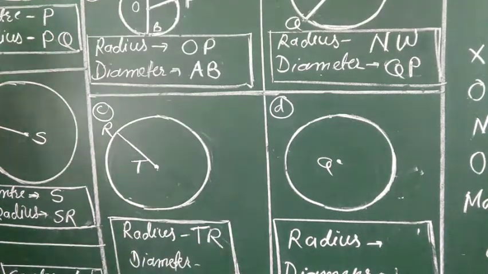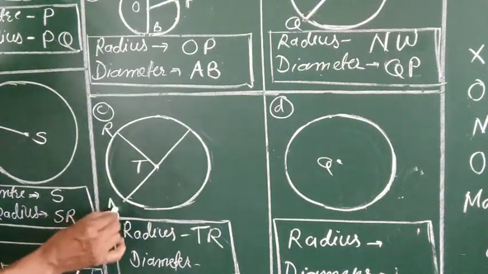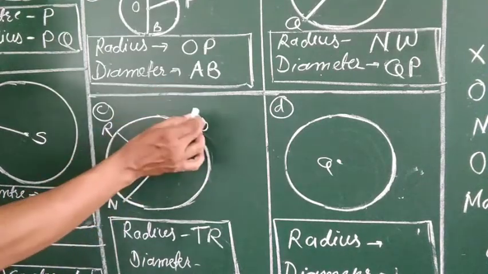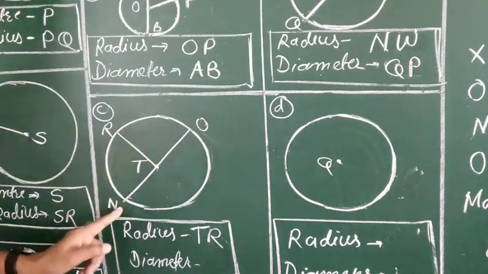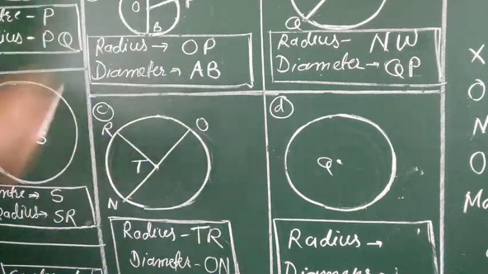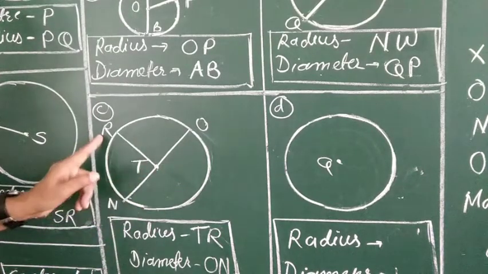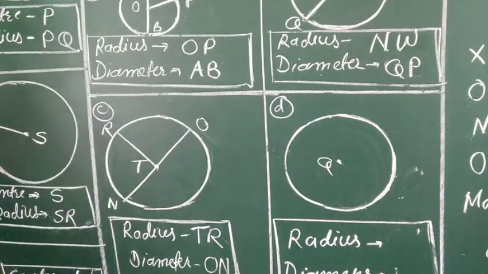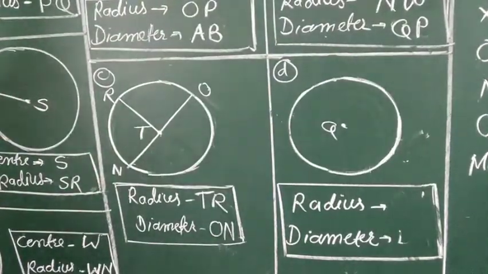And then we can draw the diameter here. Suppose this is point O and this is point N. So it is ON, and it is the diameter. So once again, TR is radius and ON is diameter. Like this we can continue here.